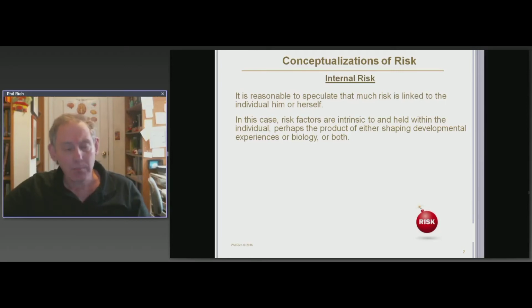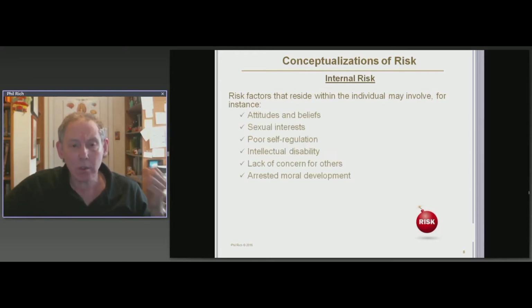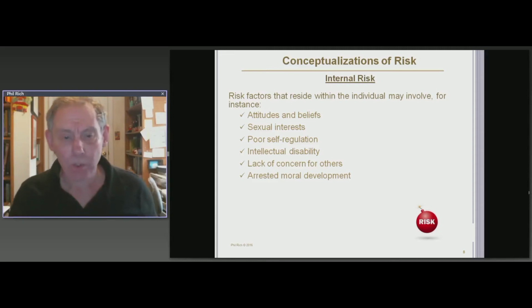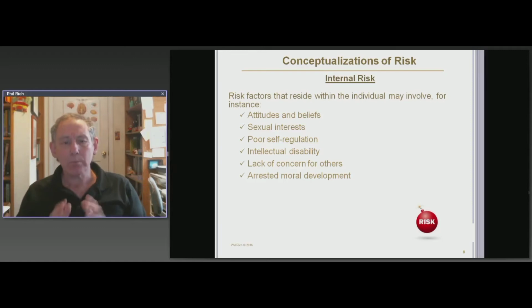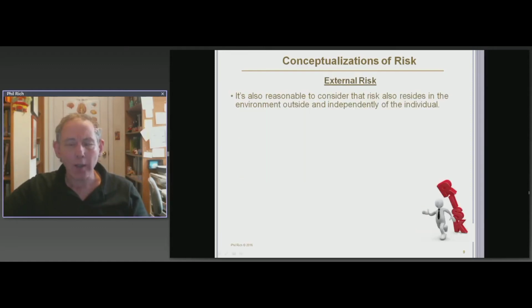Let's use autistic spectrum disorder, the disconnection from people, sometimes driving harmful behaviors. That's an example, perhaps, of biological risk rather than developmental. And we can think about things like our attitudes, our sexual interests, our ability to regulate ourselves, intellectual disabilities, lack of concern for other people. These will be examples of internal risk factors, regardless of how they got in there.